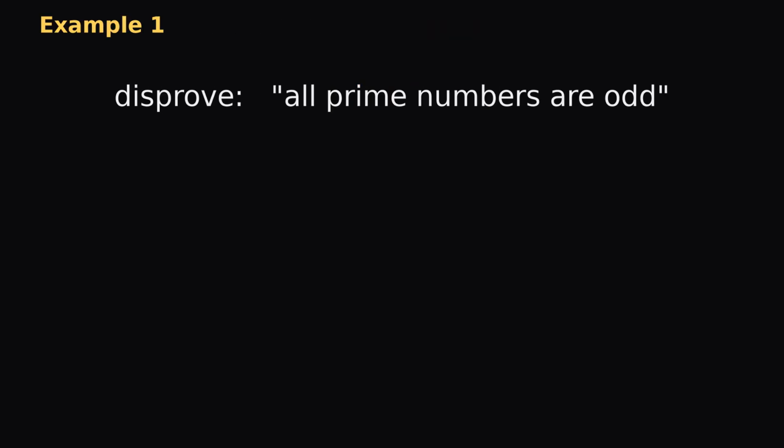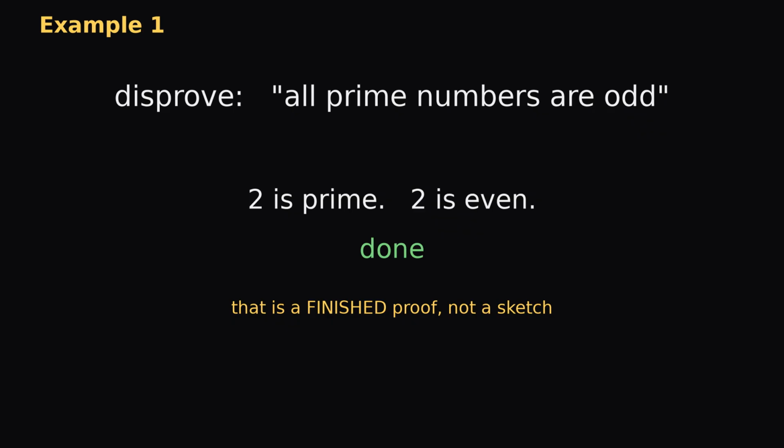Example 1. And this is to show you how cheap the other direction is. Disprove: all prime numbers are odd. 2 is prime. 2 is even. Done. That is the entire proof. One line. And I want to be clear, that is a finished proof, not a sketch. Disproving is cheap. Proving is expensive. That asymmetry is the whole reason this video exists.